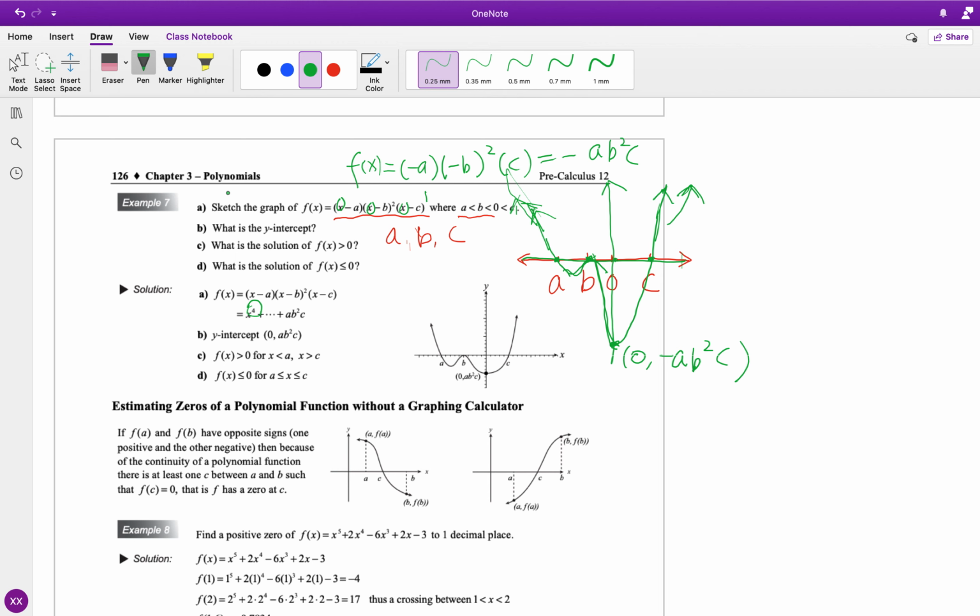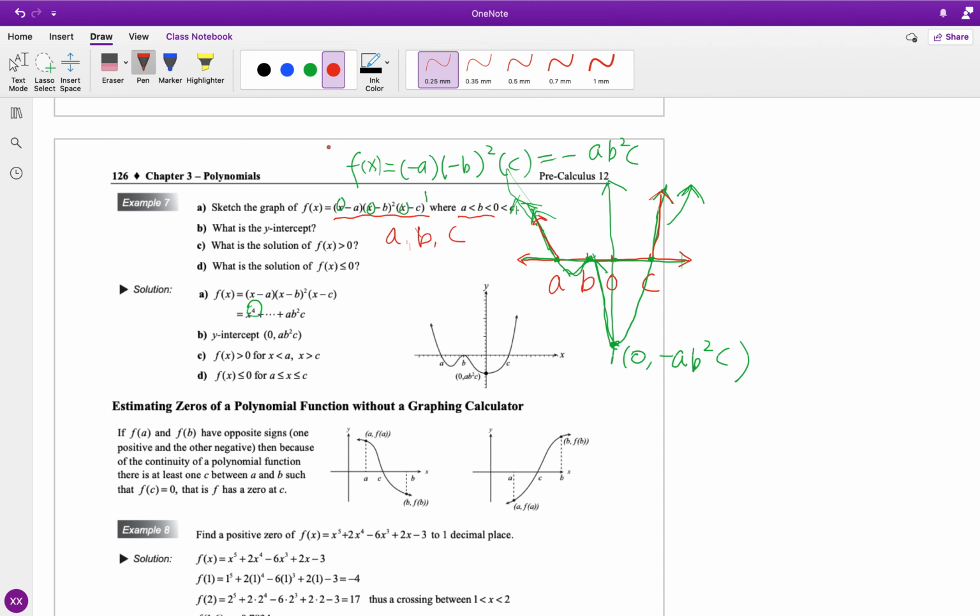And then the next question is, what is the solution for f(x) is larger than 0? So f(x) larger than 0 is this part. This part is larger than 0. And this part is larger than 0. So that means the x value has to be smaller than A, or larger than C. Then that would make f(x) larger than 0.